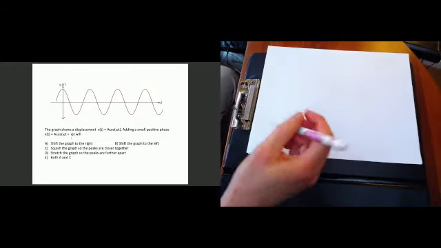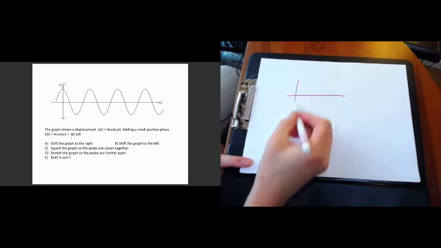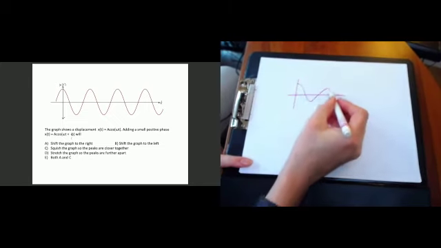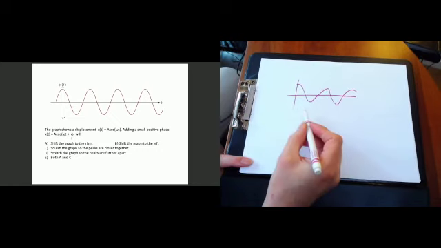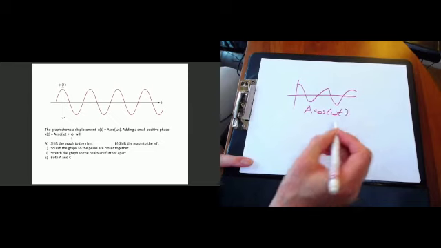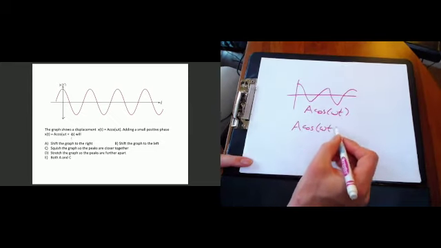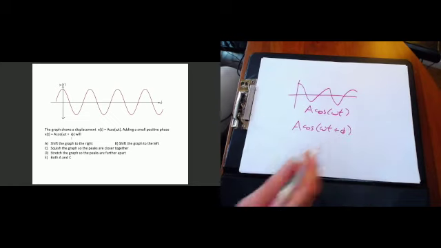Okay, so hopefully you've had a chance to think about that on your own. Let's start with the original function that I've drawn there. And so this is a times cos omega t. And now I want to understand what happens when I take a times cos omega t plus phi.